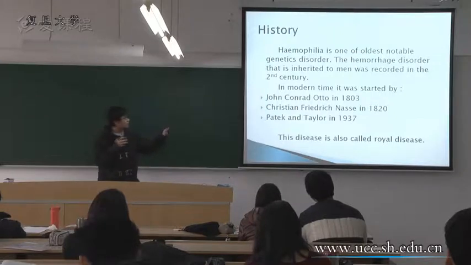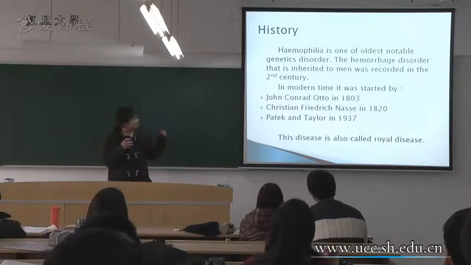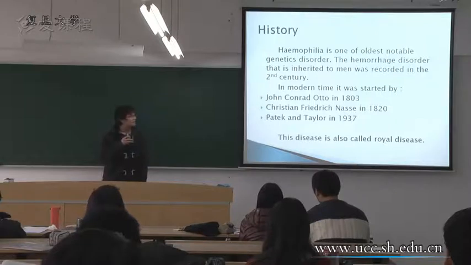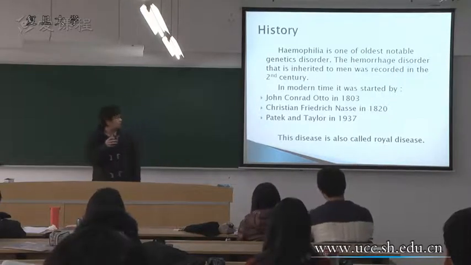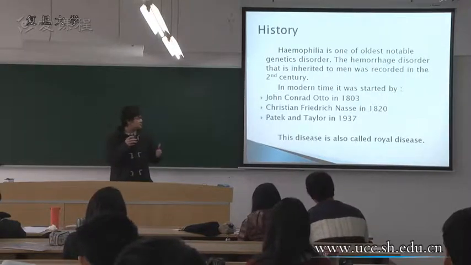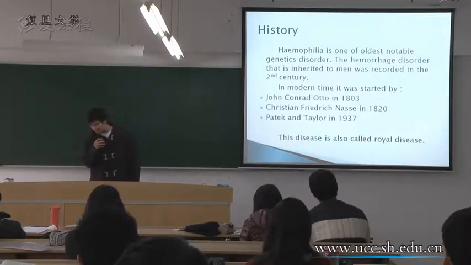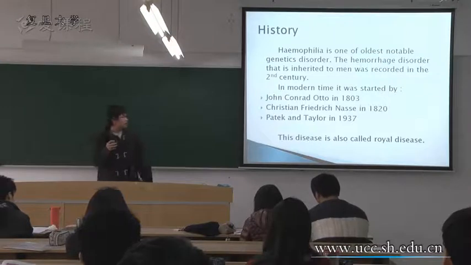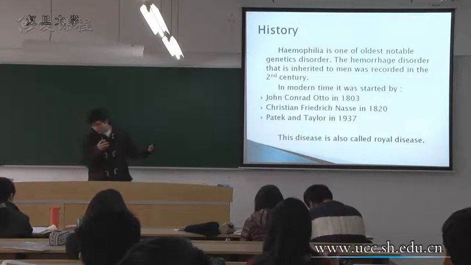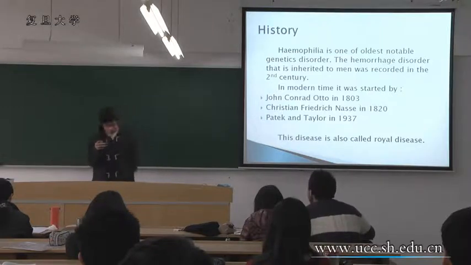First, John Conrad Otto in 1803 wrote an account of a hemorrhagic disposition existing in certain families. The second one is Christian Friedrich Nasse in 1820. He established the Nasse law, which says hemophilia occurs only in males but is carried by females too. And Patek and Taylor found the anti-hemophilia globulin in the plasma of blood.